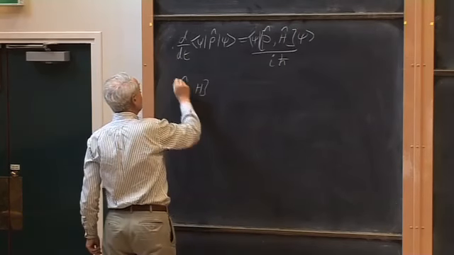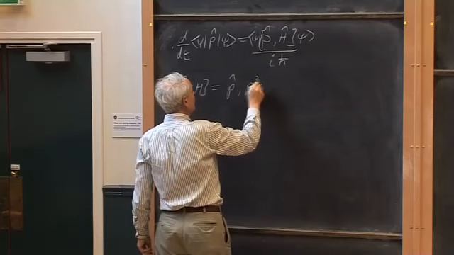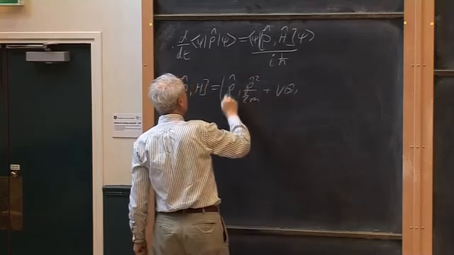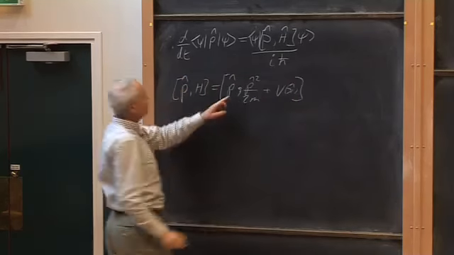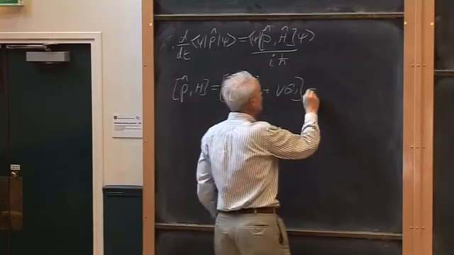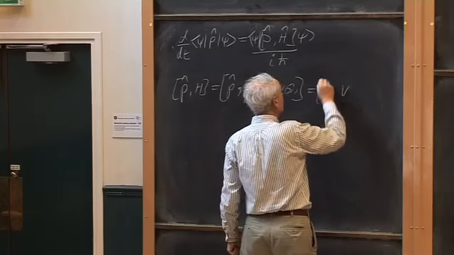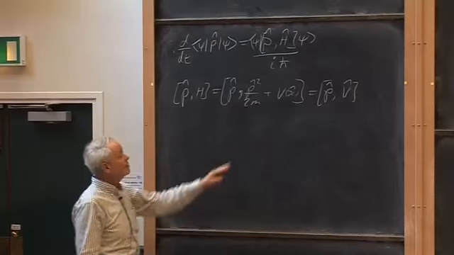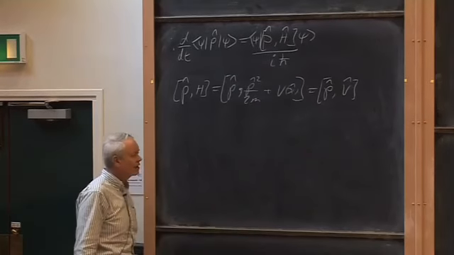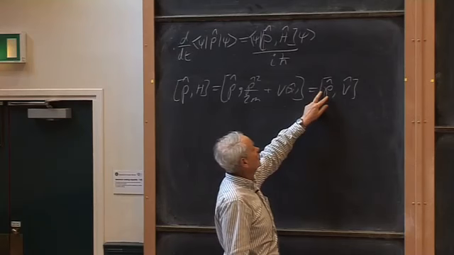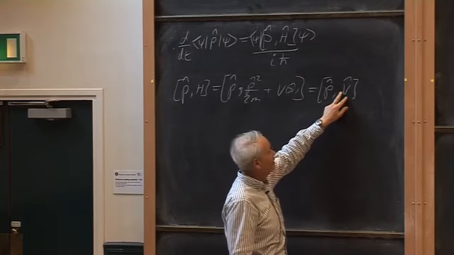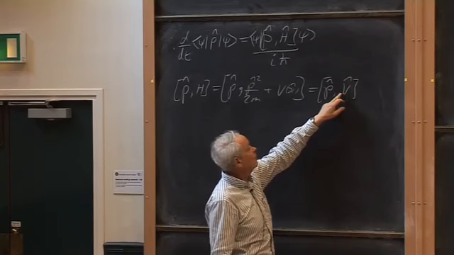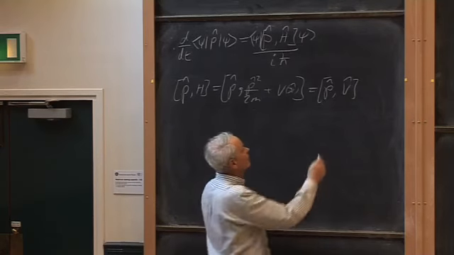p comma H is p comma p squared over 2m plus V. Obviously, p commutes with itself, so forget that. So therefore, this is p comma V. And when we discussed commutators, we showed that if you take the commutator of p with a function of an operator, this is a function of x, then what you end up with is the derivative of this operator.